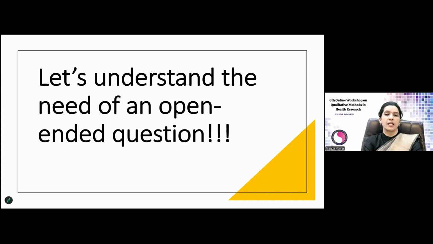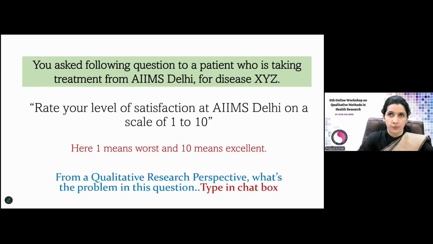For an interview guide, like we have discussed, there should be 2 W and 1 H, meaning what, how, and why. All the answers to these three questions will be open-ended answers, so your question should be an open-ended question. Like if I ask a patient who is taking treatment at AIIMS Delhi: rate your level of satisfaction at AIIMS Delhi on a scale of 1 to 10, where 1 means worst and 10 means excellent. From a qualitative research perspective, what is the problem in this question? Please type in the chat box.